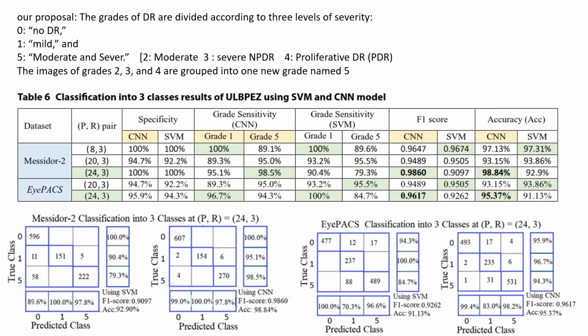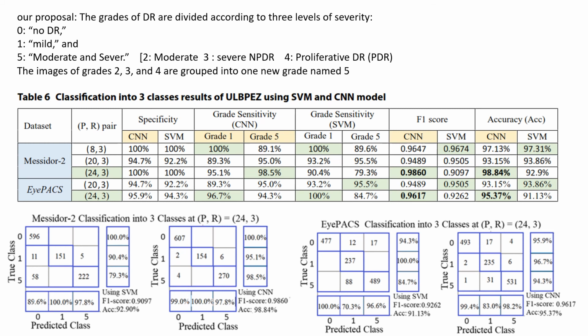Still, the results of classification of grades of DR are not good, especially for class number 4. Many researchers have the same problem, so they proposed to regroup the classes into different groups. For example, one researcher regrouped 1 and 2 in one class and 3 and 4 in one class, and sometimes other researchers use another grouping.